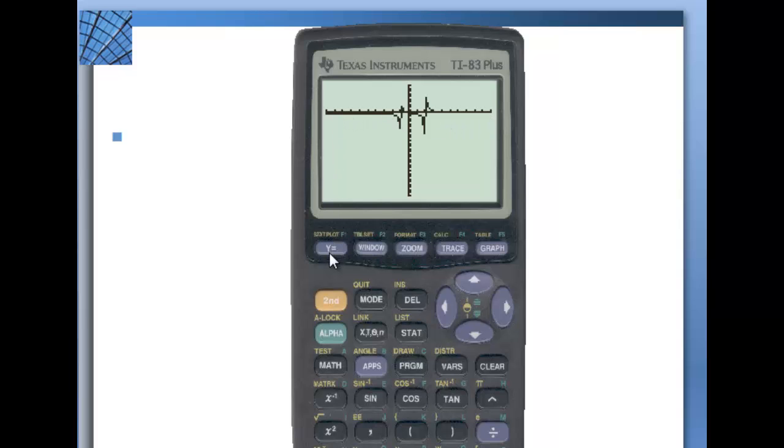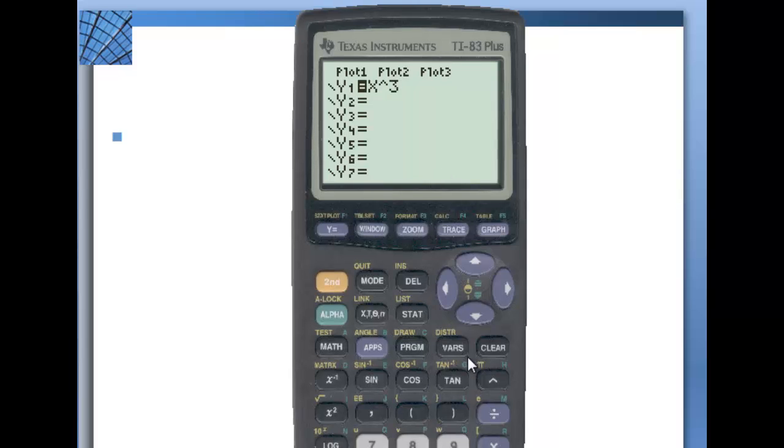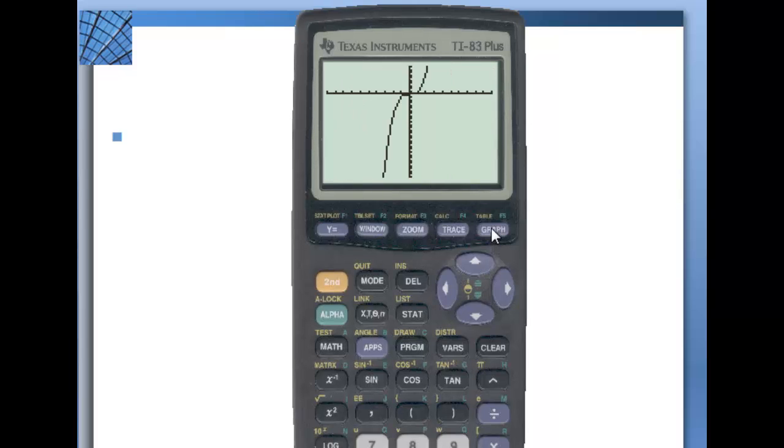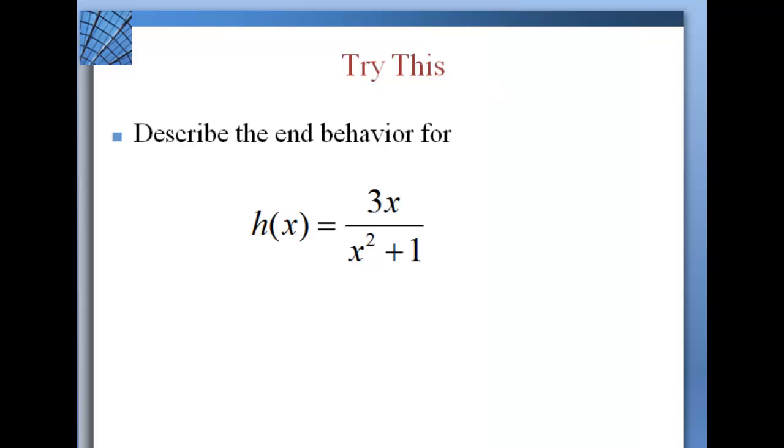Let's put in another equation. Let's try y equals x to the third. And graphing that, we can see the end behavior: as x goes to negative infinity, y will go to negative infinity. And as x goes to positive infinity, y goes to positive infinity. We're looking at what happens at the very ends of the lines. Try this. Describe the end behavior for h of x. Put it into your calculator and see what the graph does.